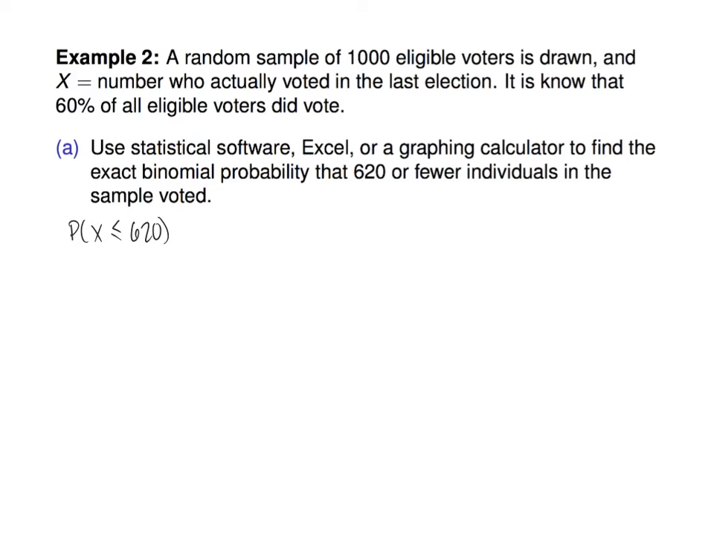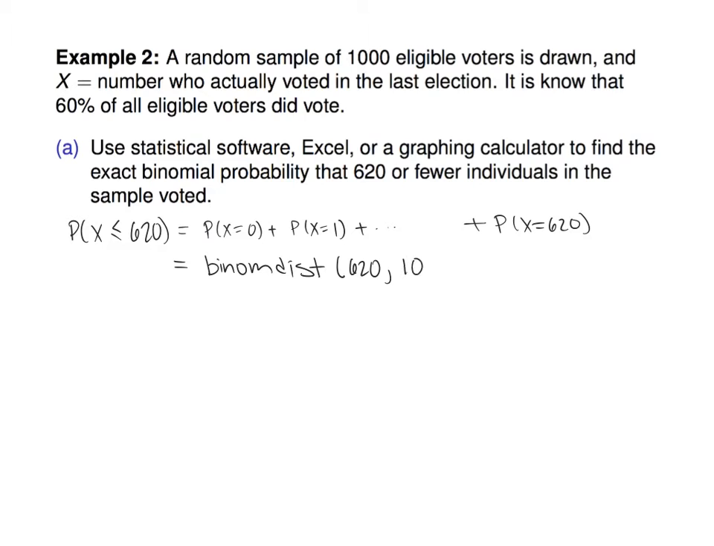If you had to do this by hand, you'd have to do the probability that x is equal to 0, plus the probability that x is equal to 1, all the way up to the probability that x is equal to 620. That would be a huge pain. But here's the Excel command. Type in BINOM.DIST. First comes your k, which is 620. Next comes your n, which is 1,000. Then comes your probability of success.